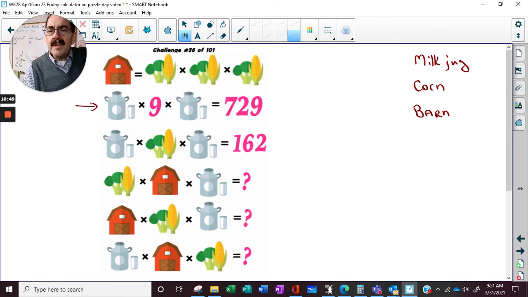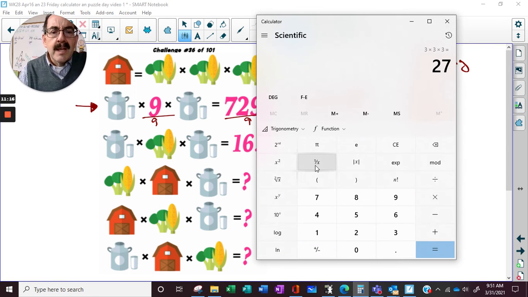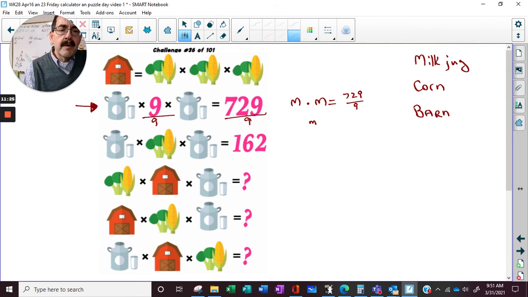So now, because this was calculator activity week, we want to find a number times itself. What can go in here, right? And we have milk jug, milk jug. Can't we divide both sides by 9? And then we get milk jug times milk jug equals 729 over 9. So let's grab our calculator, and we'll grab the computer app one. 729 divided by 9 is 81. So now m times m is 81.